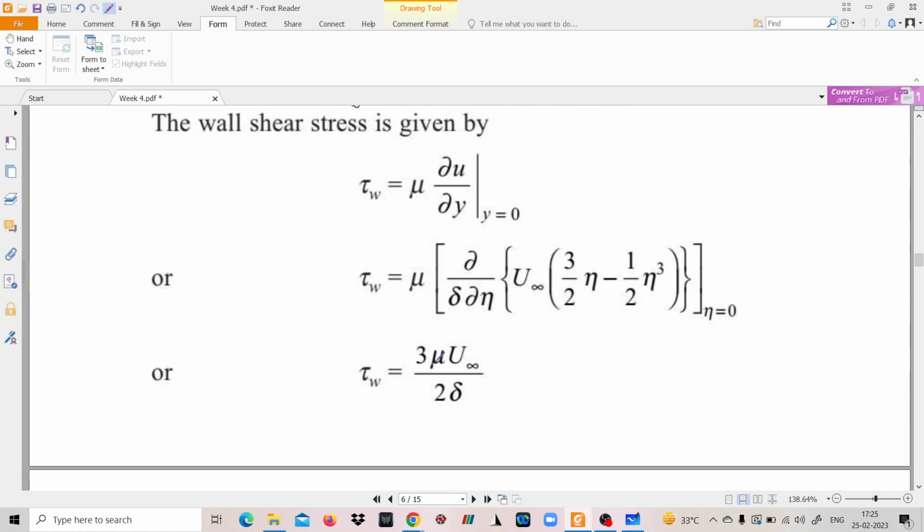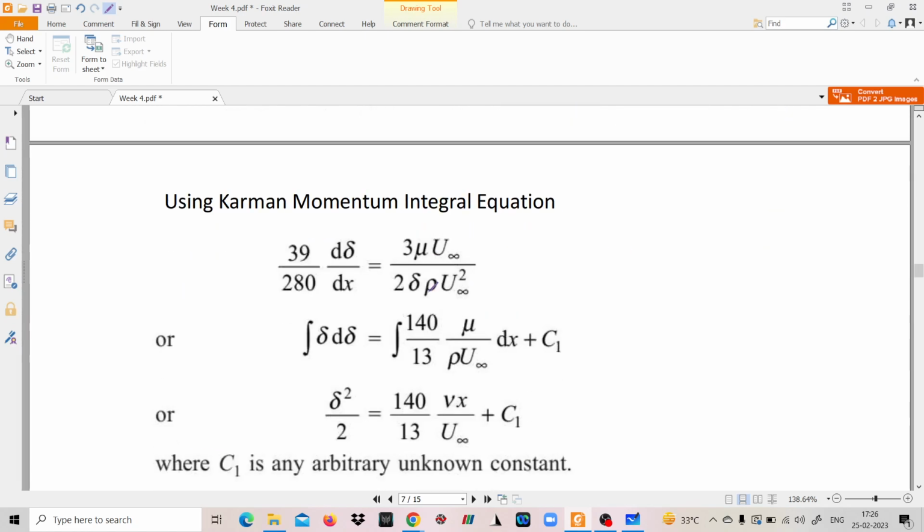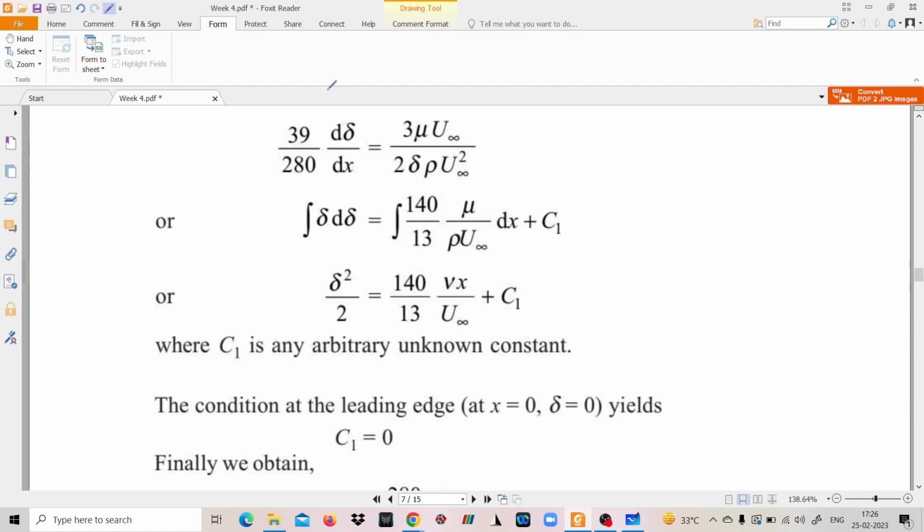So tau w is 3 mu u infinity by twice delta. At y equal to 0, you can find it like this, or you can convert it in terms of eta, whatever is convenient for you. But if you do that, then instead of y equal to 0, you have to use the condition eta equal to 0, because y equal to 0 is same as eta equal to 0. So now you have the momentum integral equation like this.